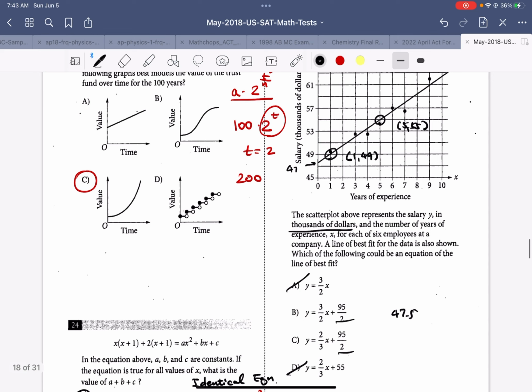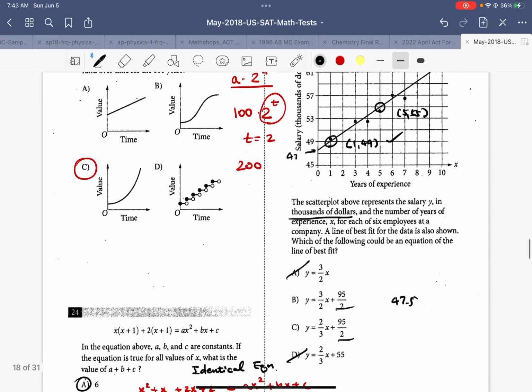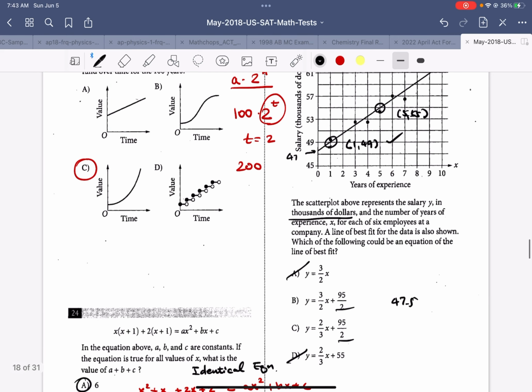Or you can just use this one. So when you plug in 1, which one is 49? Comes out 49. So if you look at this one here, 3/2 times 1 plus 47.5. 3 over 2 is 1.5 plus 47.5. That's exactly 49. So that matches. So answer has to be B.